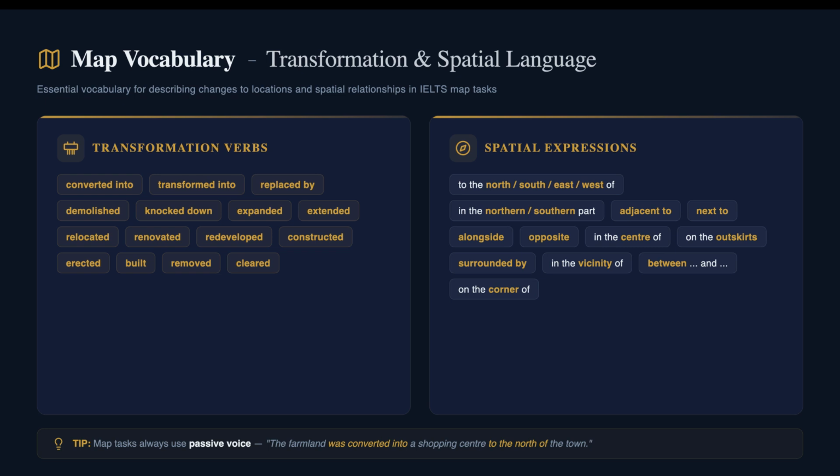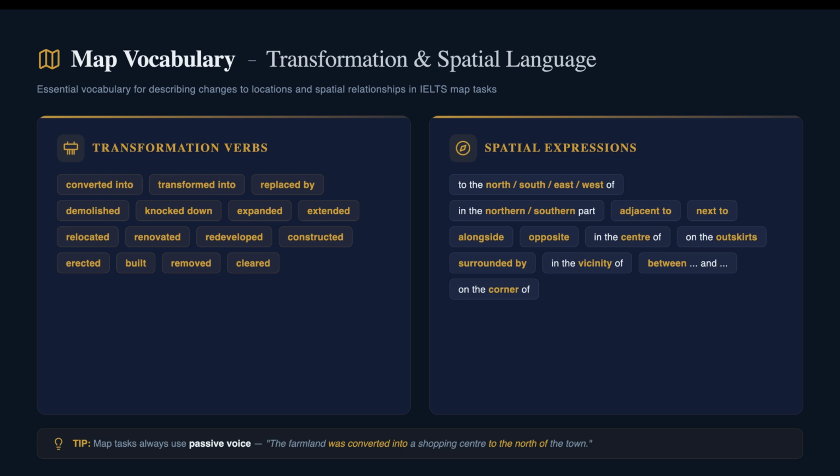Right, let's move on to the example, I mean, map vocabulary or lexical resources, using it to describe transformation and spatial language. So these lexical resources are very important for describing changes to the locations and spatial relationship in IELTS map task. Well, we'll get to the real example next. But now, let's talk about those groups of lexical resources or vocabulary used to describe transformation and spatial language.